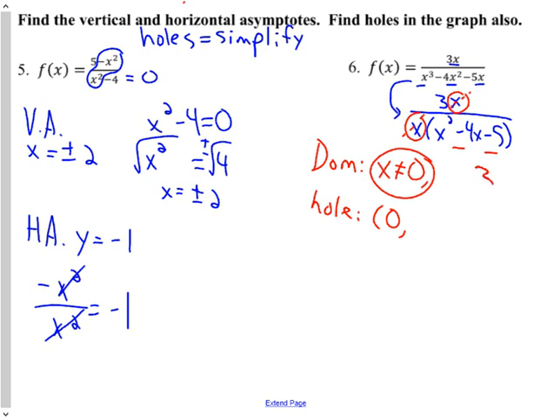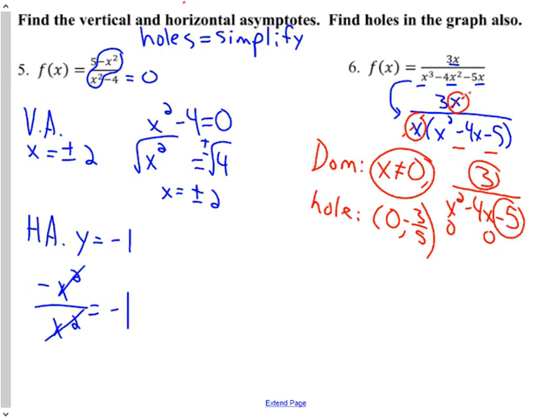So simplified form here, from what we just took out the x, if you plug 0 into that, we get 0, 0, minus 5. So this becomes 3 over minus 5, and that is -3/5. So 0, -3/5 would be our hole.